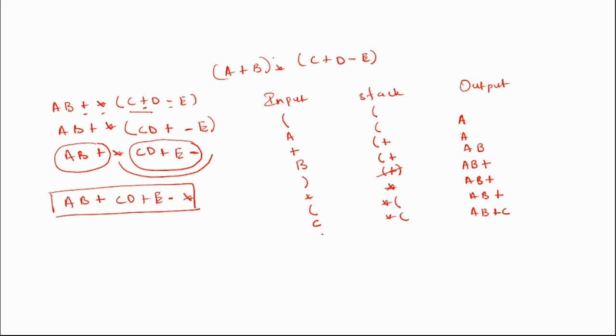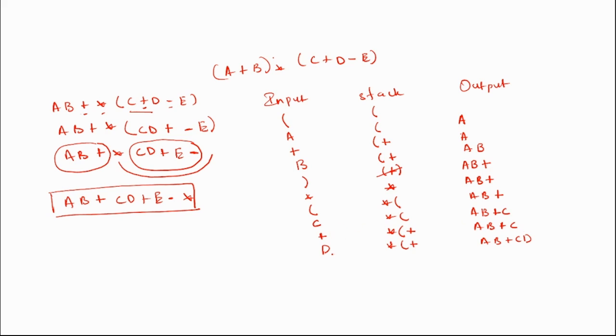Then I have the plus operator after the parenthesis, there is no operator, therefore there is nothing to compare. So you cannot compare plus and star, you have to compare only the operator that is after the parenthesis. Therefore here I will just push plus into the stack, ab plus c. Then I have here d, I'll just write it as it is, ab plus cd, correct?